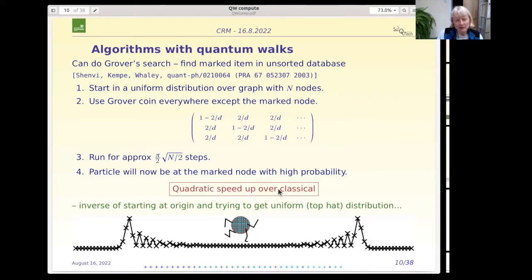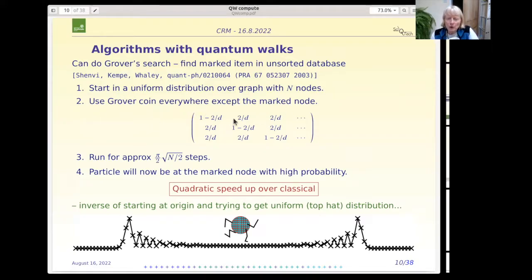It's very related to Grover's algorithm, a reflection about the mean. And that was proposed right around the same time by Shenvi, Kempe, and Whaley. And here it is in recipe form again. So this time we're not starting at the origin, we're starting in a uniform distribution because we don't know which node is marked, and so we'll make all the nodes equally likely.